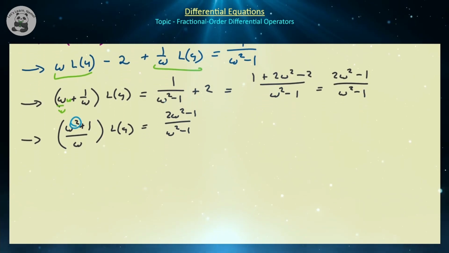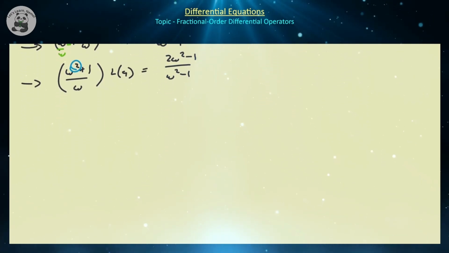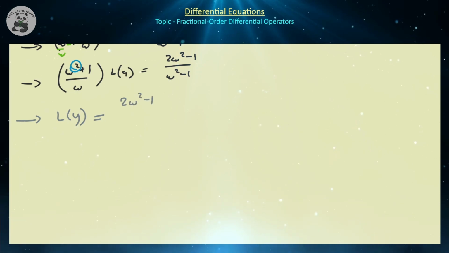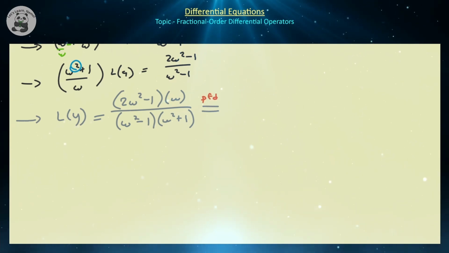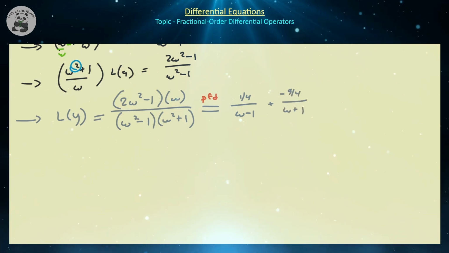And then we can multiply both sides by the reciprocal of that leading rational function to get the Laplace transform of y by itself. So we have the Laplace transform of y will be equal to what? 2 omega squared minus 1, then we're going to have that omega there, then omega squared minus 1, and then omega squared plus 1 on the bottom. And once we perform some partial fraction decomposition on this expression, what you're going to have is 1/4 all over omega minus 1, plus negative 9/4 over omega plus 1, plus 1/2 all over (omega plus 1) squared, plus 2.